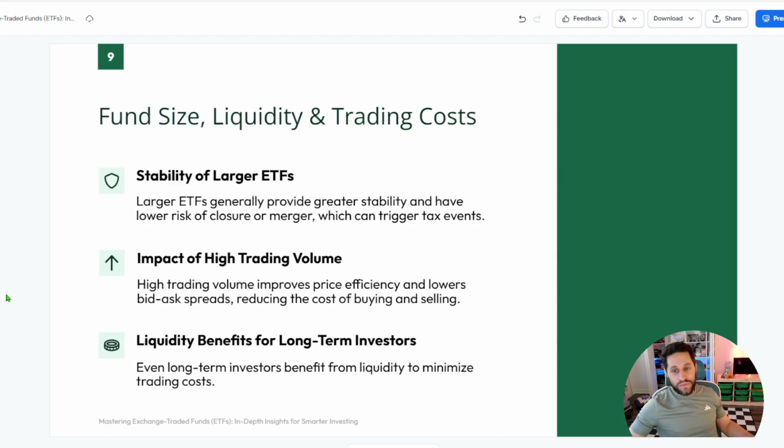Fund size, liquidity, and trading costs. This is important. The larger ETFs are stable. Let's just say QQQ, for example, is $600 compared to an ETF that's, say, $25. Typically, those are more dividend funds. But larger funds usually have more stability because they have a lot more money. They've been trading for a lot longer, and they're in companies that have stability, in the sense that they're not expected to just crash all of a sudden.